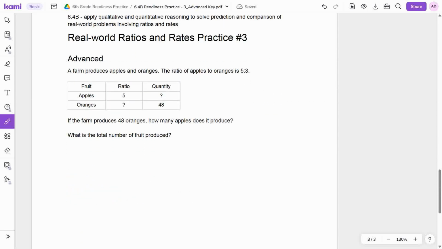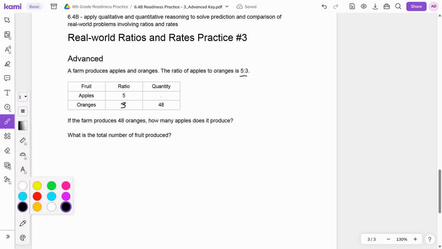All right, so we got a farm producing apples and oranges. We have this ratio of 5 to 3. Okay, now if it's 48 oranges, how many apples does it produce? And then what is the total number of fruit? Well, I've got a question mark here, but really they tell us 5 to 3. So if this oranges says a question mark, well, I know it's going to be a 3 because the apples is 5. So let me draw over this to kind of get rid of that. I'm going to say that's actually a 3. All right. So if that's the case, then how many apples are there going to be?